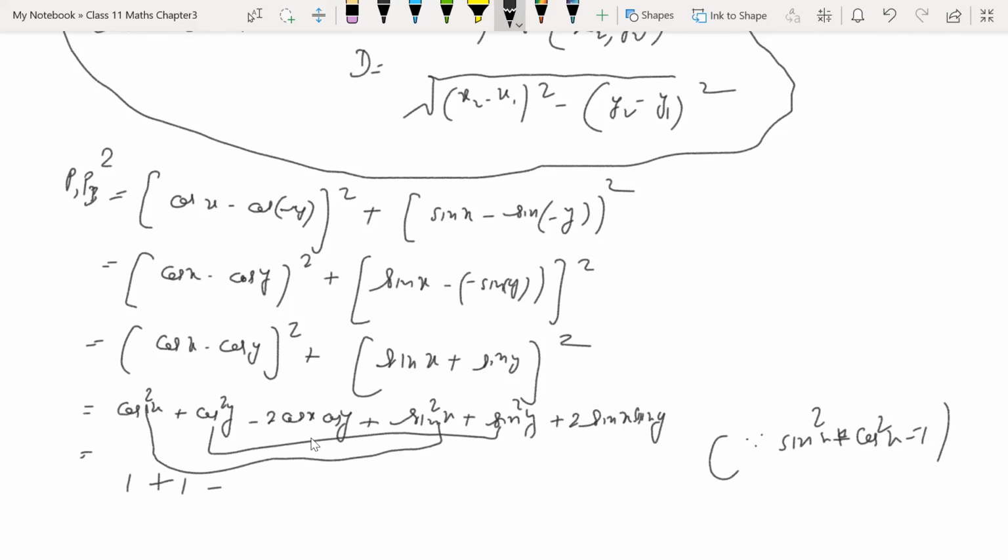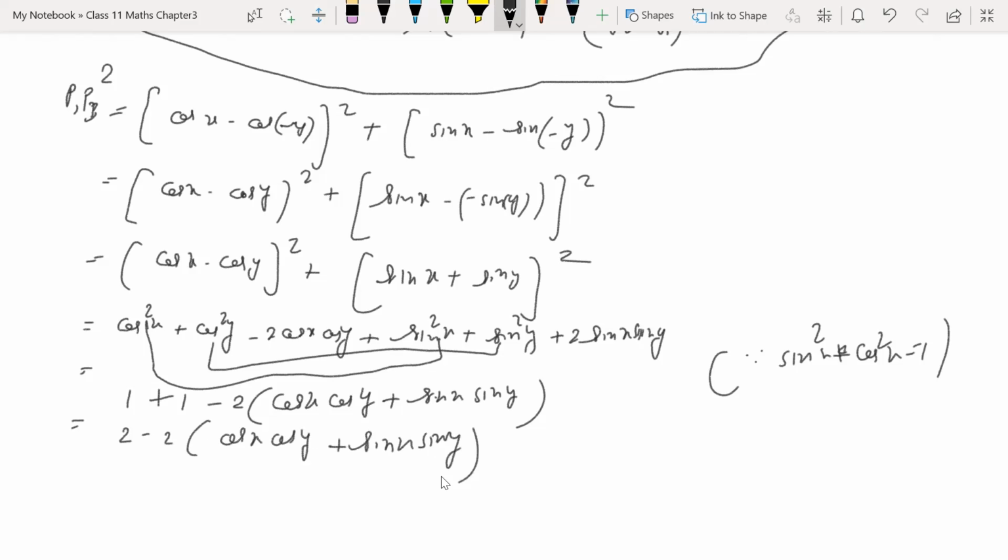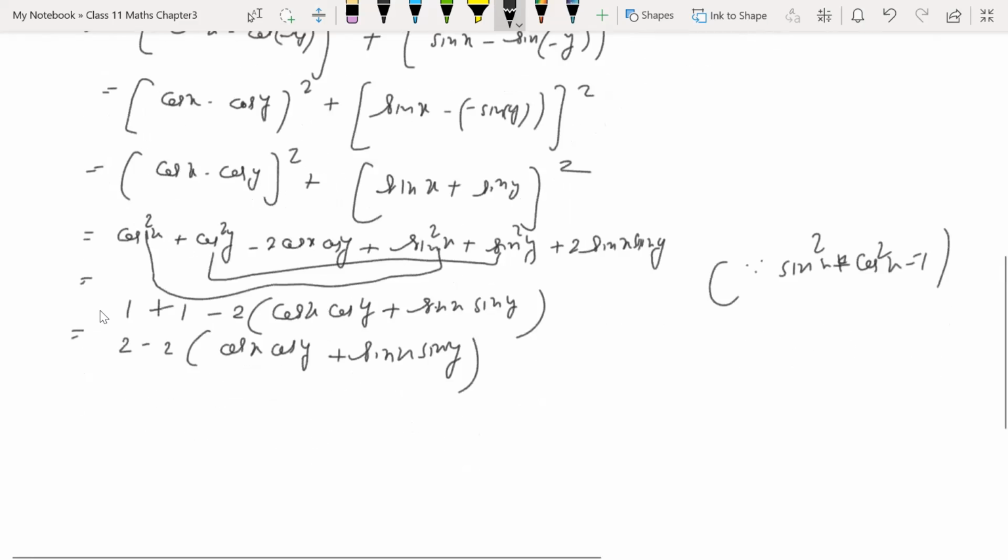And this becomes minus 2, and 2 is common: cos x cos y plus sin x sin y. Or you can state it as 2 minus 2 (cos x cos y minus sin x sin y). That's the P1 P3 square.